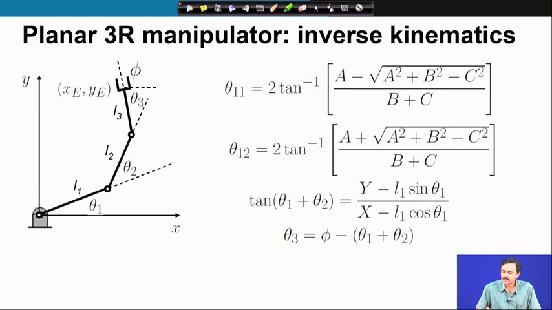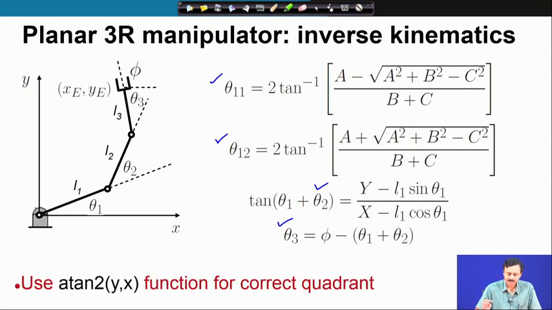So, here is the complete solution in one go. So, we have these two solutions of theta 1. Correspondingly, we will find the solution of theta 2 from here, and finally theta 3. So, once again we use this A tan 2 function when we solve these things on the computer.